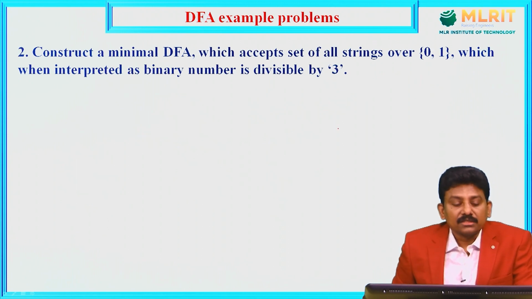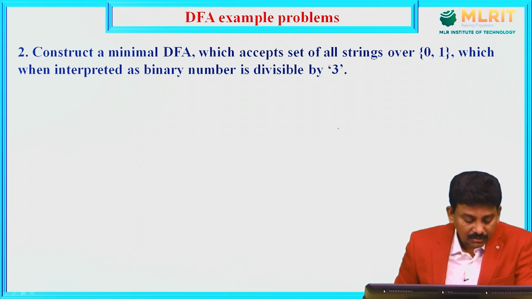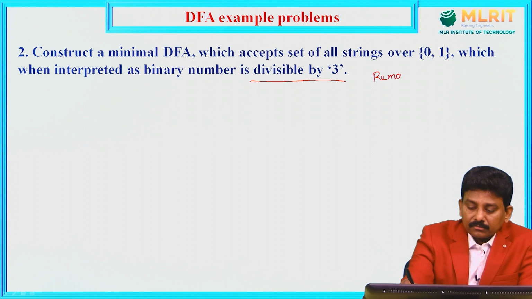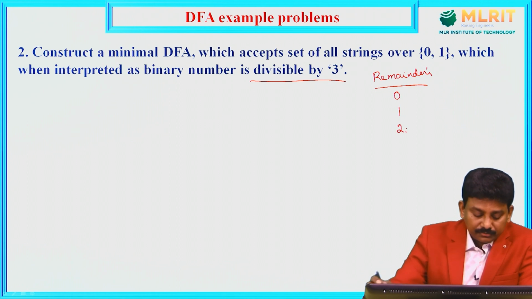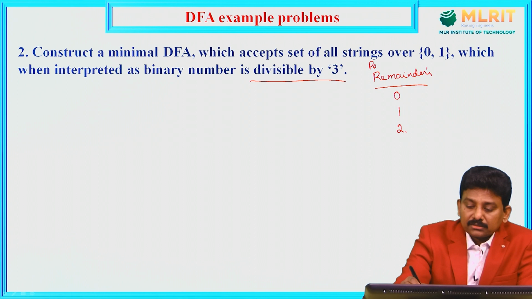Example: construct a minimal DFA which accepts the set of all strings over 0, 1 which, when interpreted as a binary number, is divisible by 3. If you divide any number by 3, we will get 3 remainders: remainder 0, remainder 1, remainder 2. Only possible remainders are 0, 1, 2.